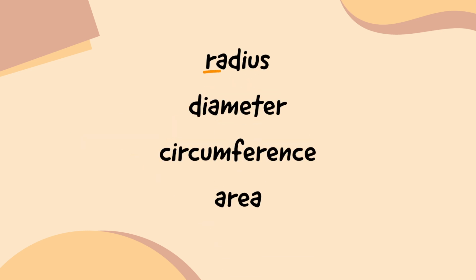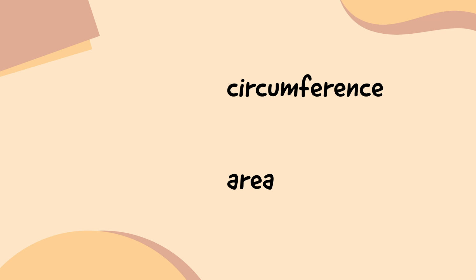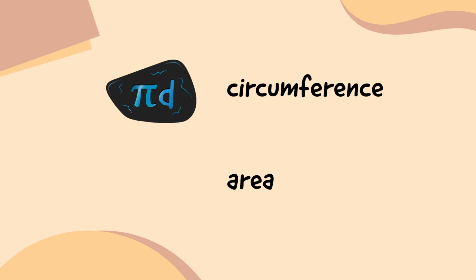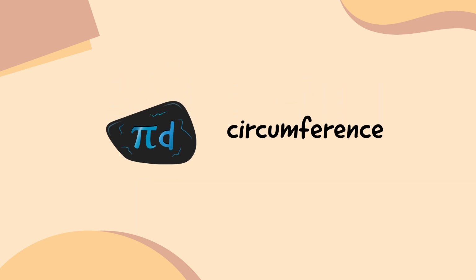Okay, so we've got the radius, diameter, circumference, and area. I can easily work out the radius and diameter with my measuring staff, but how do we measure the circumference and area of a circle? Well, fortunately, I have a couple of runestones that will help us out. This one shows the equation for working out the circumference of a circle, and this one shows the equation for working out the area of a circle. Let's look at the circumference first.